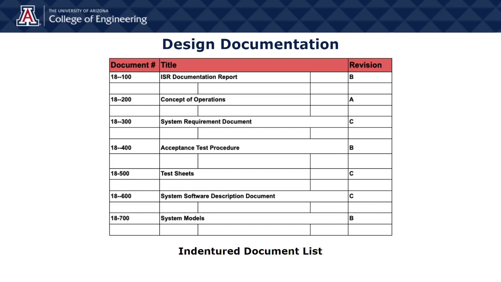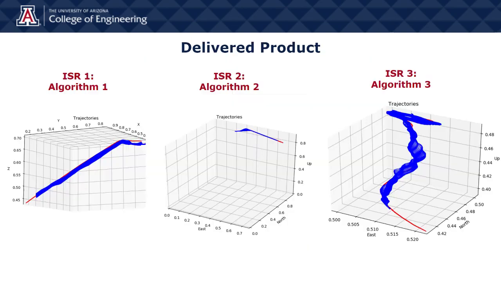Shown here, we have our indentured document list showing the different design documents that we came up with to verify the scope of our project. Next, we'll be going over the delivered product.